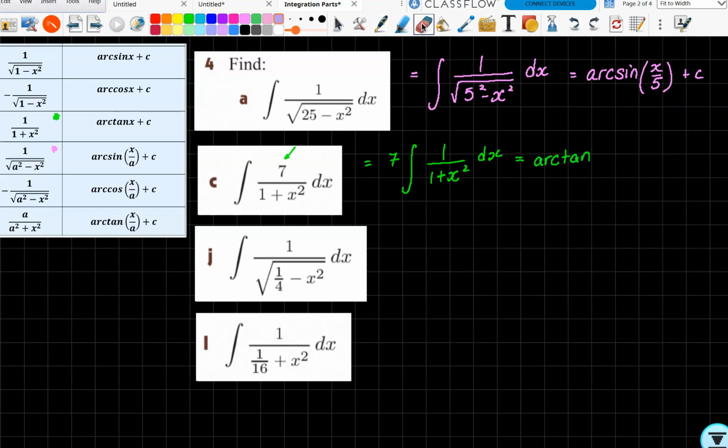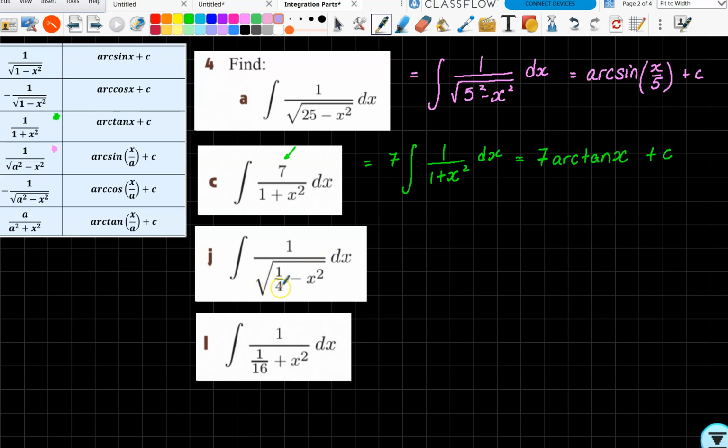Oops, didn't leave room for the 7, did I? It becomes 7 times arctan. What is it? Just x. Okay, x plus. So hopefully this is making a little bit of sense to you. Let's do the next one.